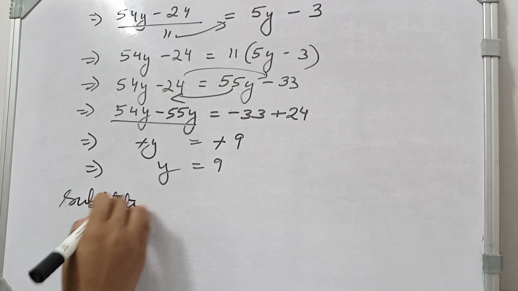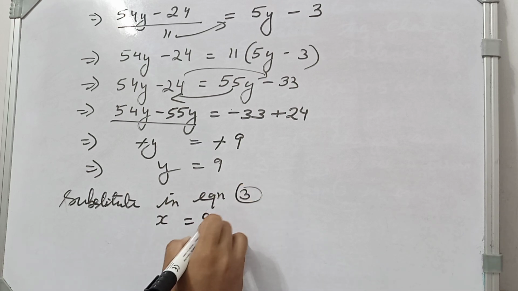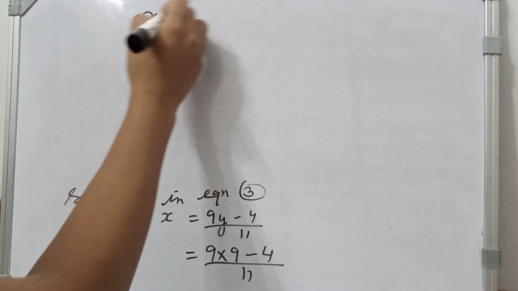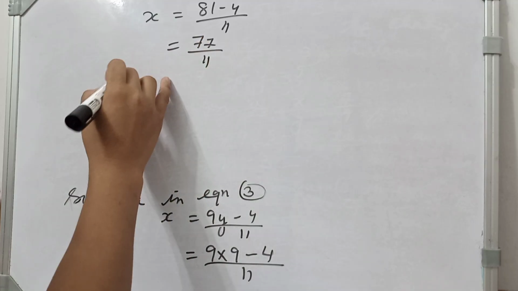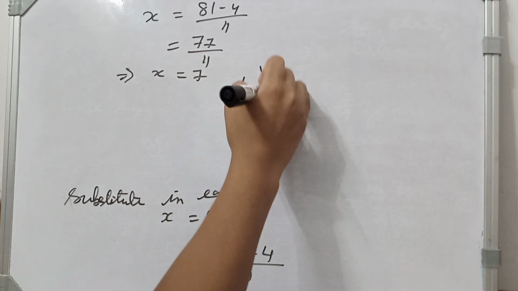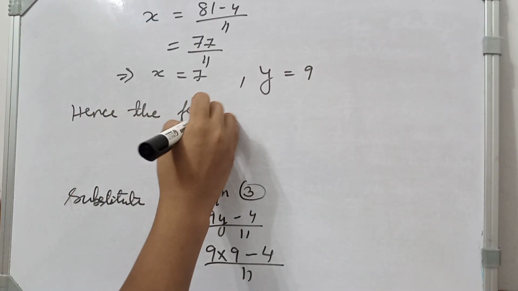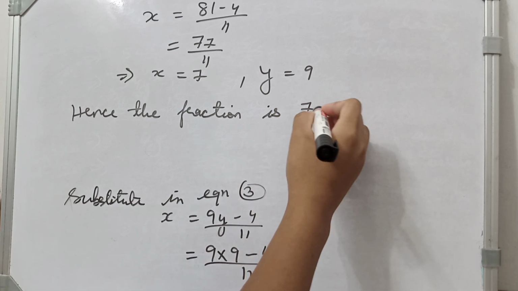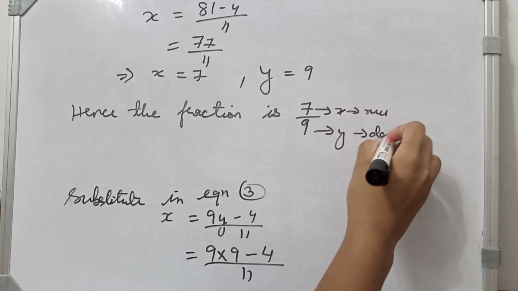Substitute in equation 3. Equation 3: x is equal to 9y minus 4 by 11. So 9 into 9 minus 4 by 11. Then x is equal to 81 minus 4 by 11, which is 77 by 11. So the value of x is equal to 7, and the value of y is equal to 9. Hence, the fraction is 7 by 9, where x is the numerator and y is the denominator. Okay?